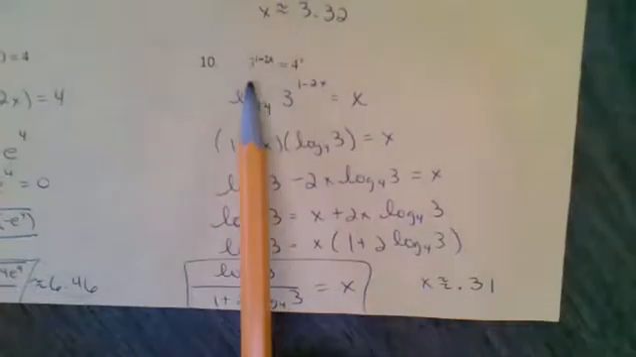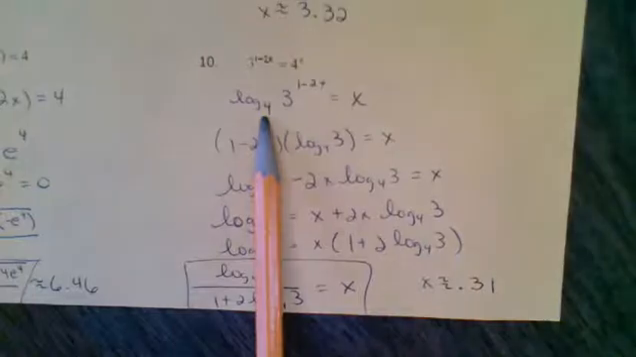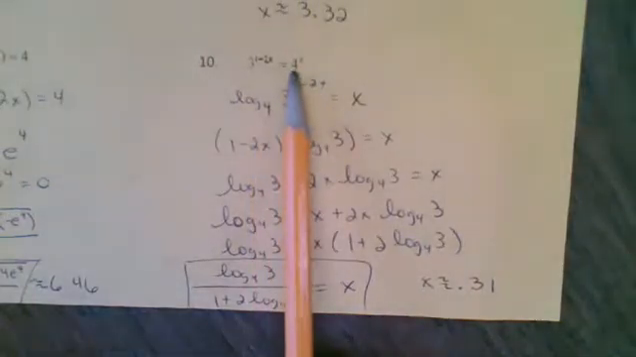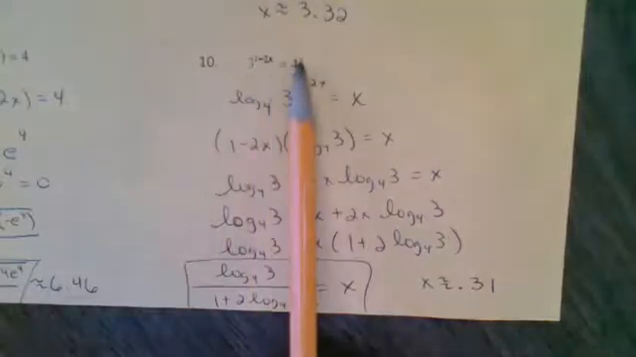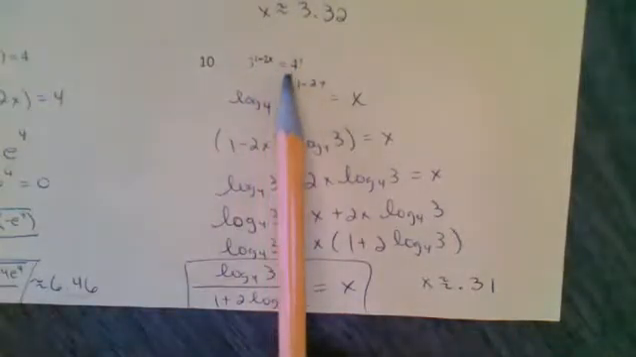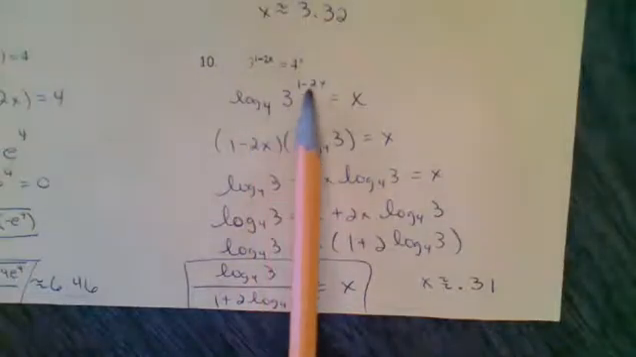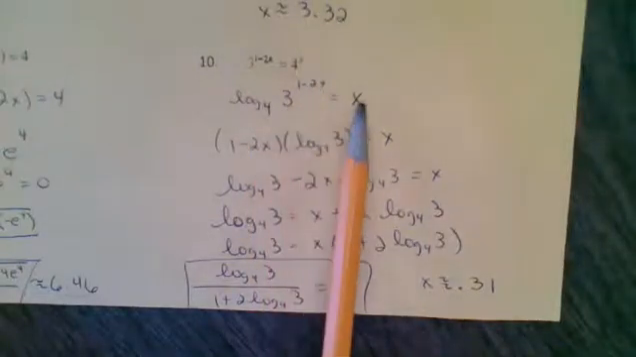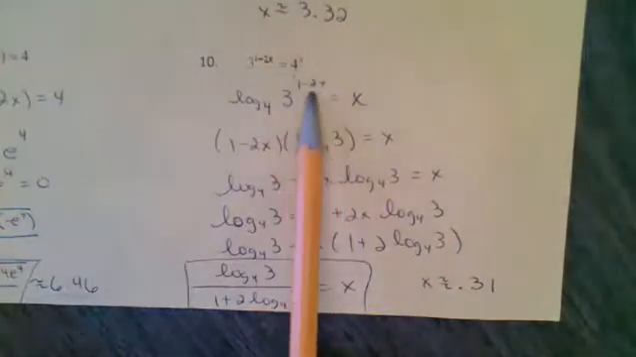10 is an exponential, so there are a couple ways you could do it. The way I did it on this worksheet is I started over here and said log base 4 of all of this has to equal x. So I actually went from exponential form to log form. Now, when you get to this, you have a problem because there's an x over here and there's an x over here. So we need to get this x out of being an exponent.